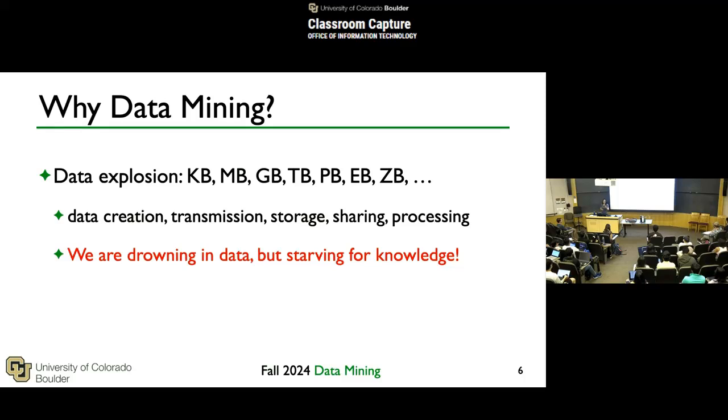This term is about how we're drowning in data but starving for knowledge. It gives you an idea about data versus knowledge. When you say, I have 10 terabytes of data, how much value is it? How much do you learn, how much knowledge do you get from that amount of data? So what we're talking about is automated analysis of massive data.